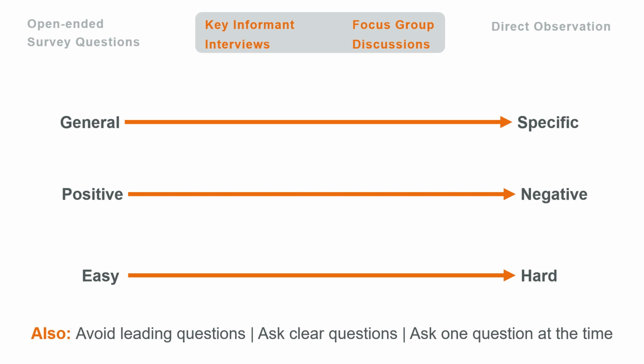Also, ask one question at a time by avoiding double-barrel questions. A quick reminder that double-barrel questions are questions that touch upon two different issues, but only allow for a single answer. Including grammatical conjunctions like and or in a question typically means that it's double-barreled.